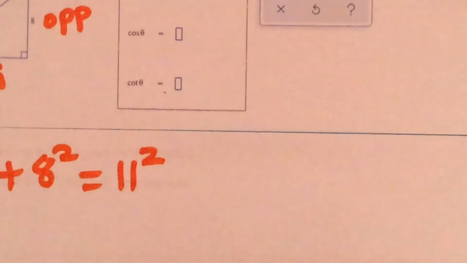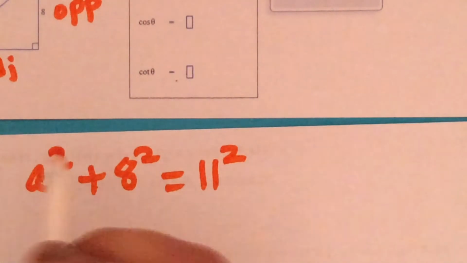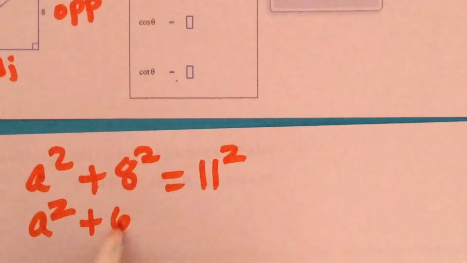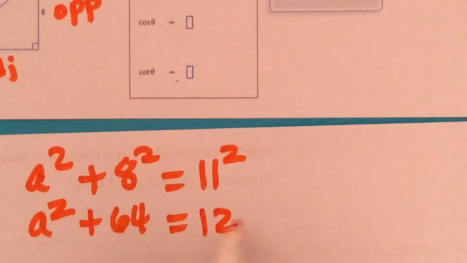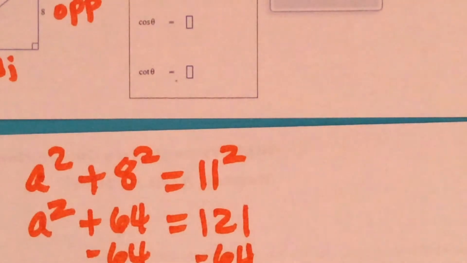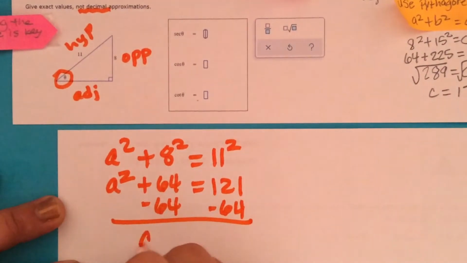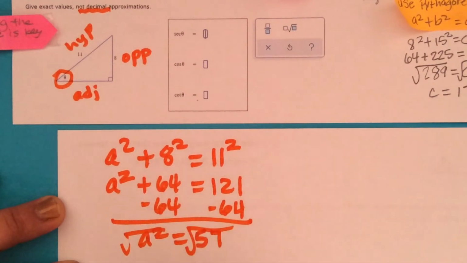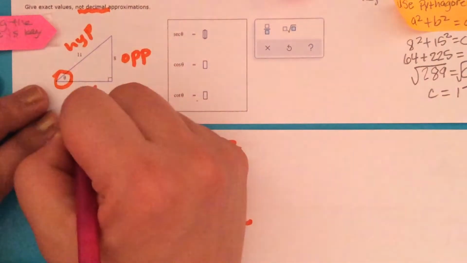We're going to put a squared plus 8 squared is equal to 11 squared. So that's going to be a squared plus 64 is equal to 121. Subtract the 64. So then that's going to be a squared is equal to 57. Take the square root, but we don't want decimals, so we're just going to keep it as the square root of 57. So over here, we're going to go back to our triangle, and we're going to put that square root of 57.